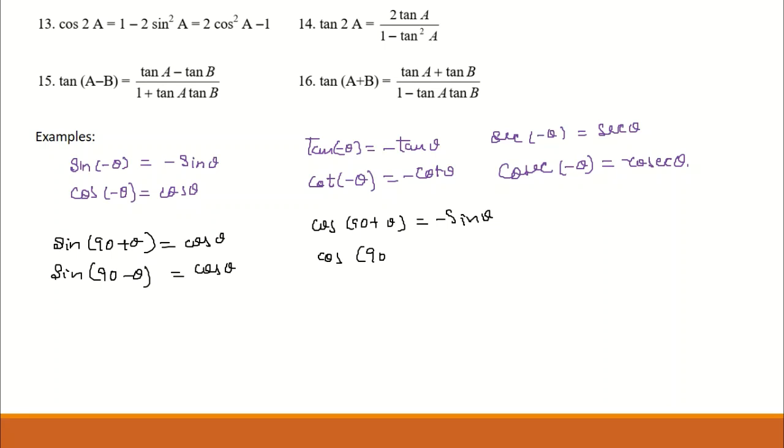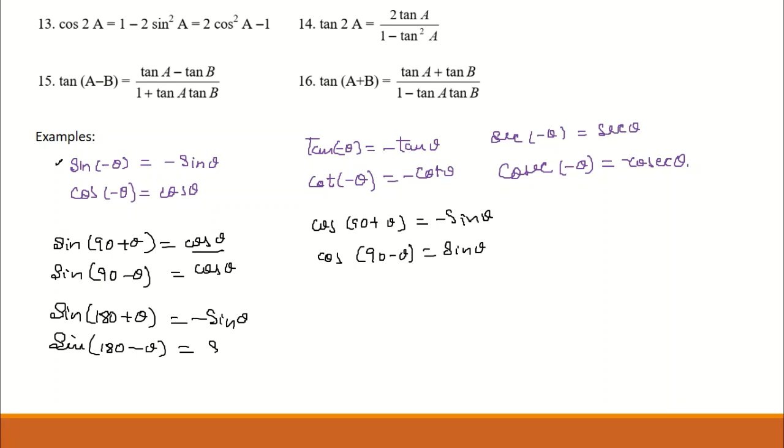Cos 90 minus theta is equal to sin theta. Sin 180 plus theta is equal to minus sin theta. Sin 180 minus theta is equal to sin theta. Cos 180 plus theta is equal to minus cos theta. Cos 180 minus theta is equal to minus cos theta.